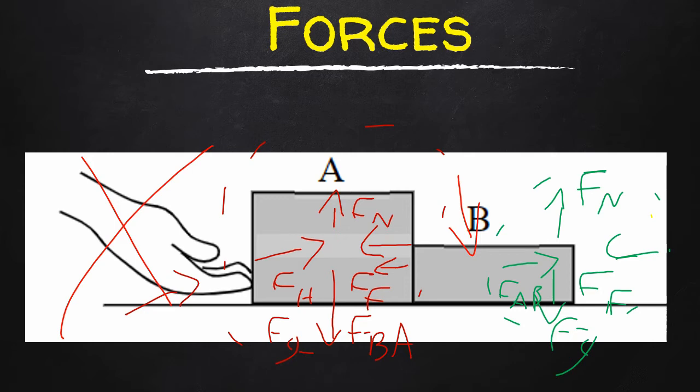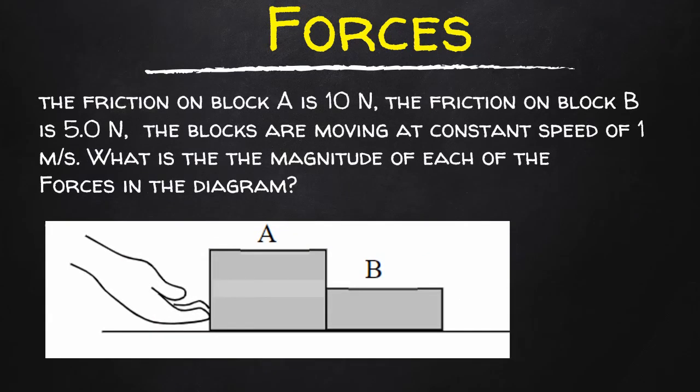So now let's throw in some numbers and see what we can do from here. The friction on block A is going to be 10 newtons, and the friction on block B is 5 newtons. And it makes sense that the frictions will be different because block B has less mass. And we'll find out soon that friction is related to mass. They're moving at a constant speed of 1 meter per second. So now the question is, what is the magnitude of all of the forces we drew in the free body diagram? And then also, what's the net magnitude of force? Let's try and find that.